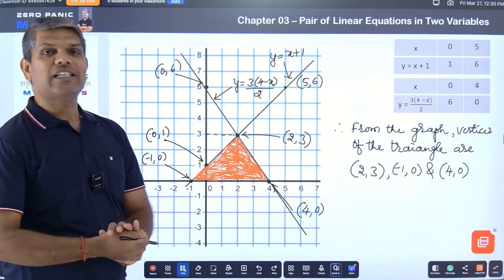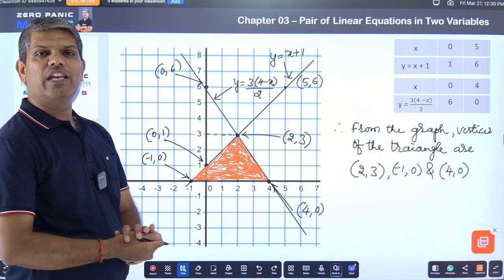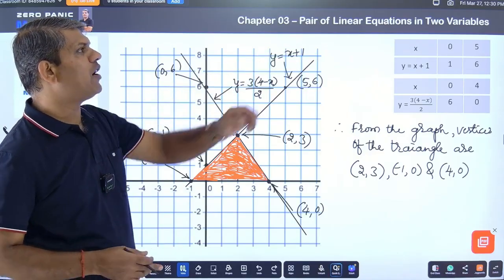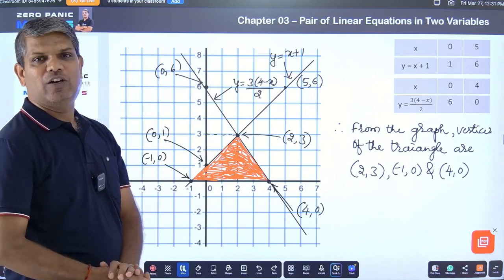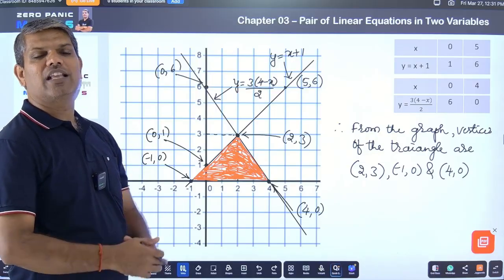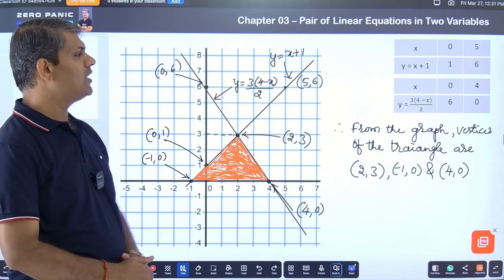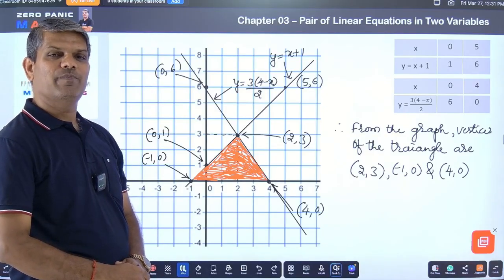Okay, so this completes the exercise problems 3.1, wherein we studied identifying the solutions of a pair of linear equations in two variables by the graphical method. Okay, so in the next session we are going to see the second method, that is the algebraic method. There are two different algebraic methods. Let us see those in the next class. Okay, thank you.